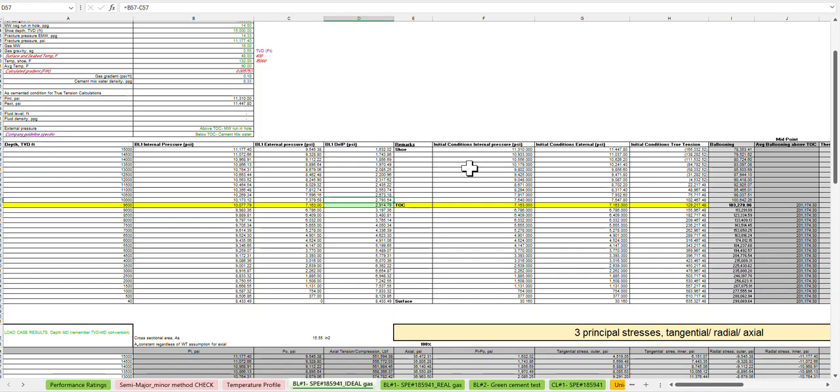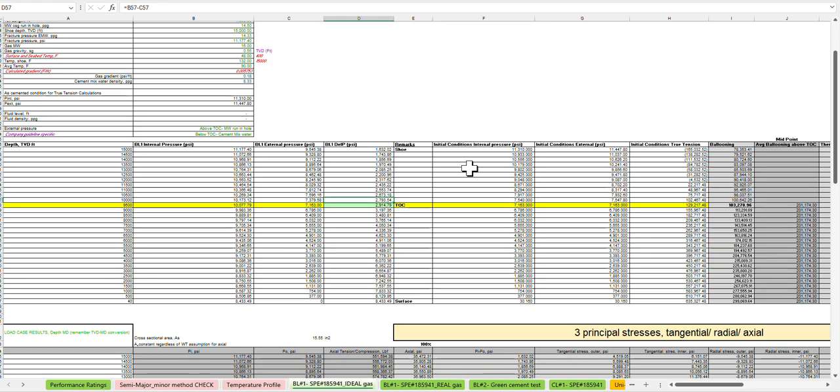So then to be able to calculate the final true tension profile, we need the initial conditions. So initial conditions, what is it? It is the green cement case conditions. So we can calculate the internal pressure when the plug is bumped.